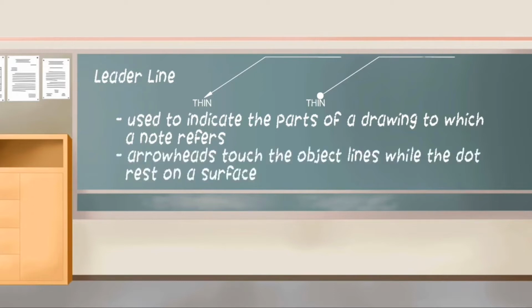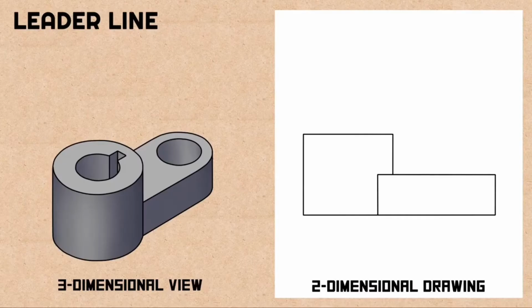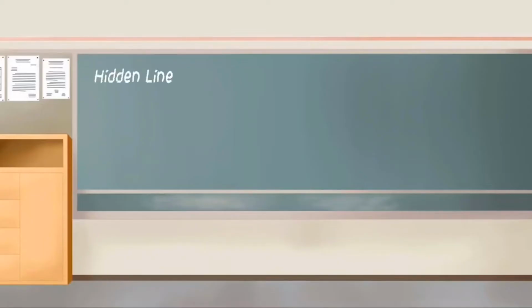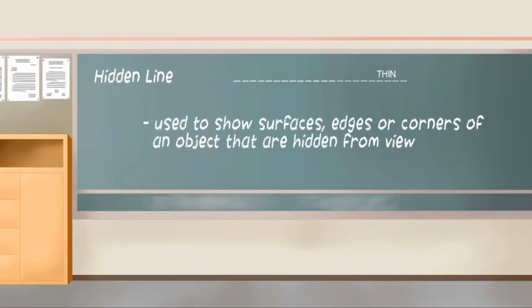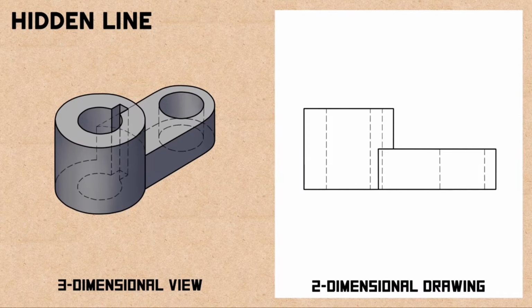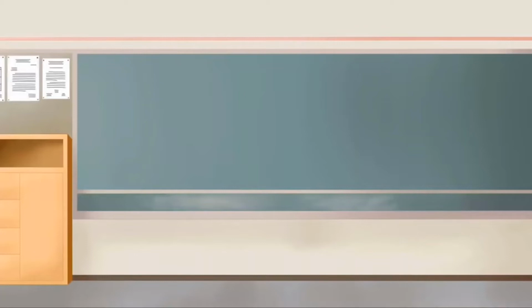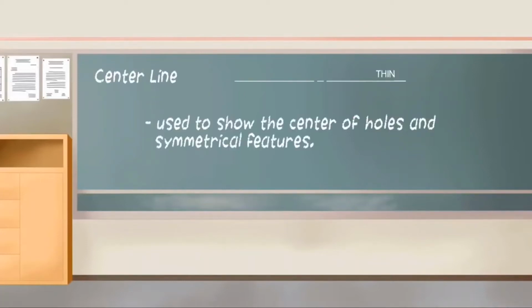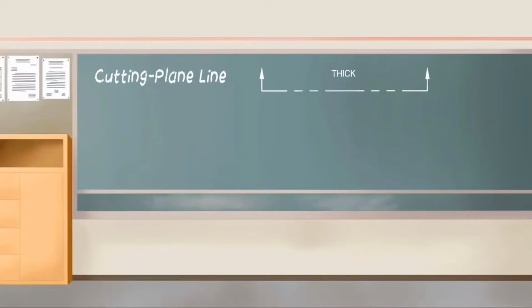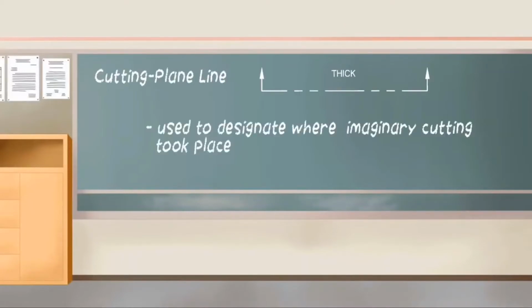Arrowheads touch the object lines while the dot rests on a surface. Hidden line. It is a thin line used to show surfaces, edges, or corners of an object that are hidden from view. Center line. It is a thin line used to show the center of holes and symmetrical features. Cutting plane line. It is a thick line used to designate where imaginary cutting took place.